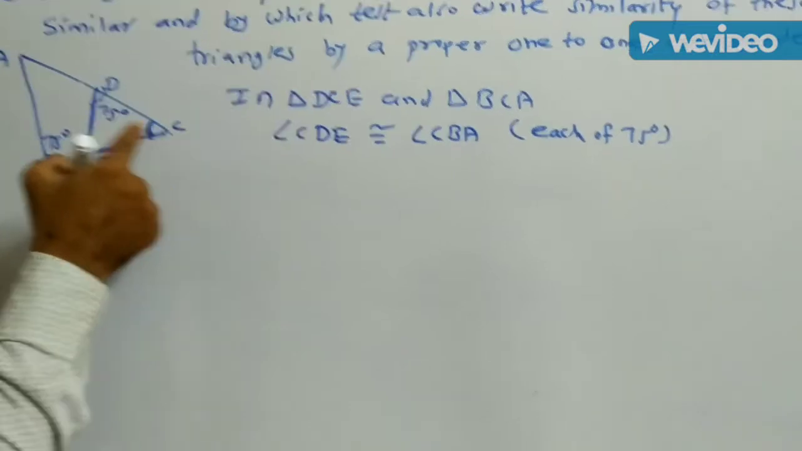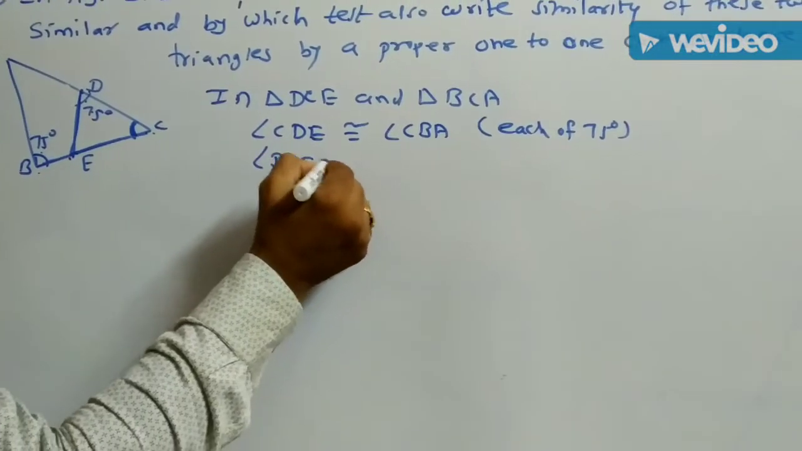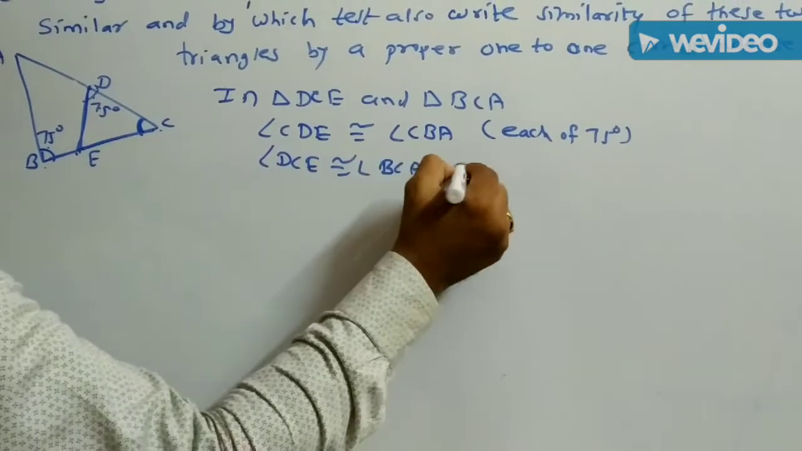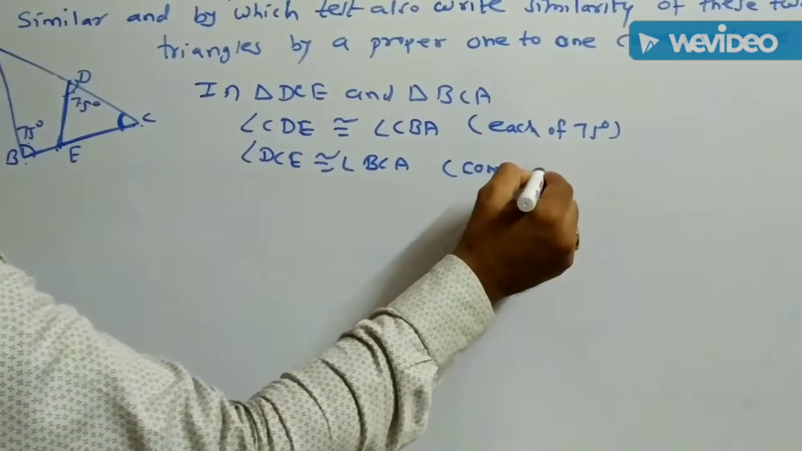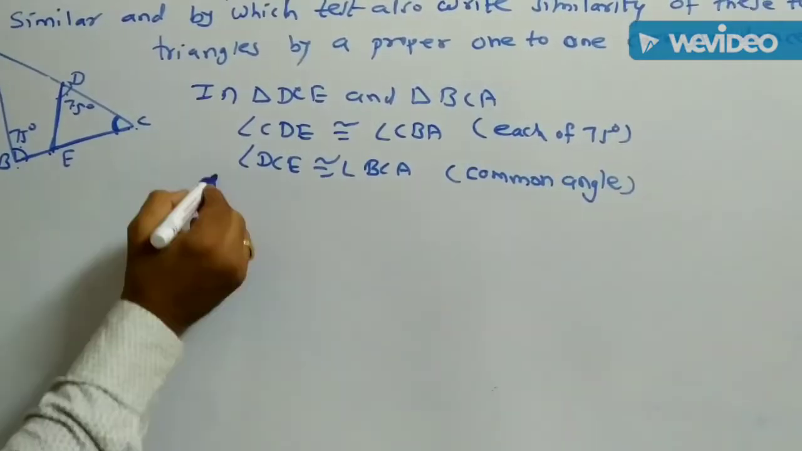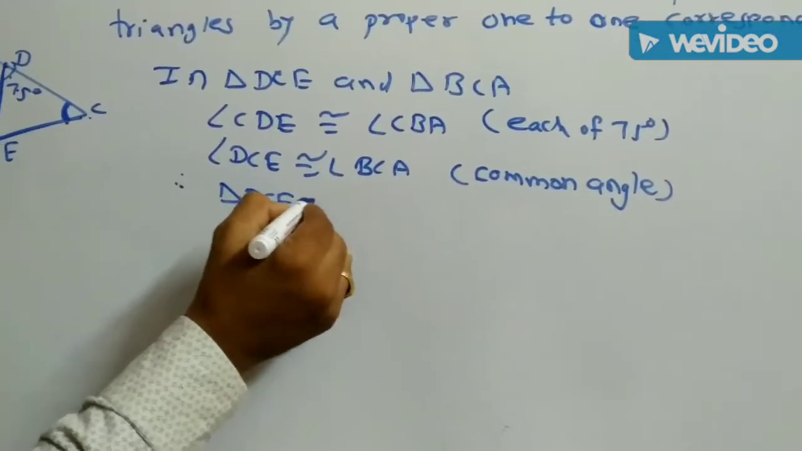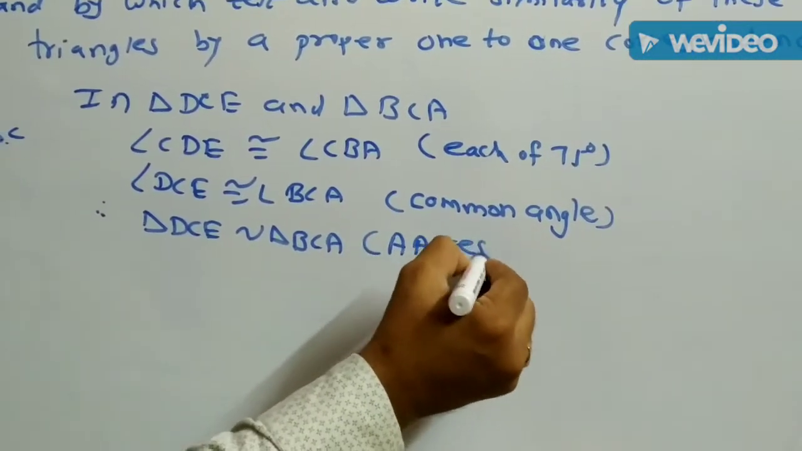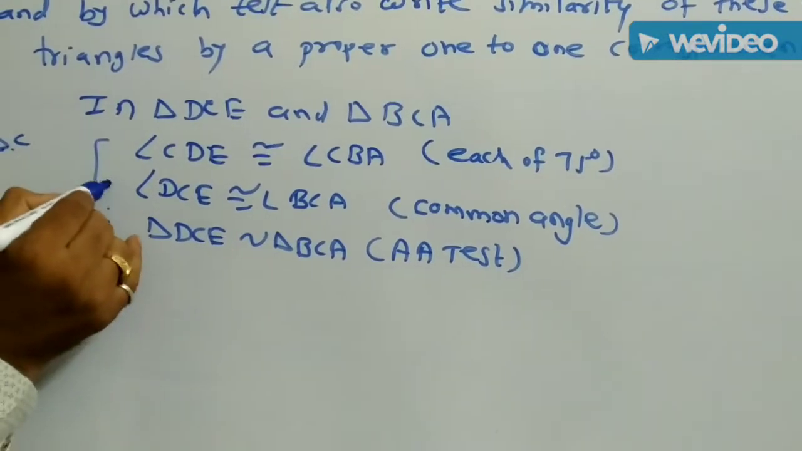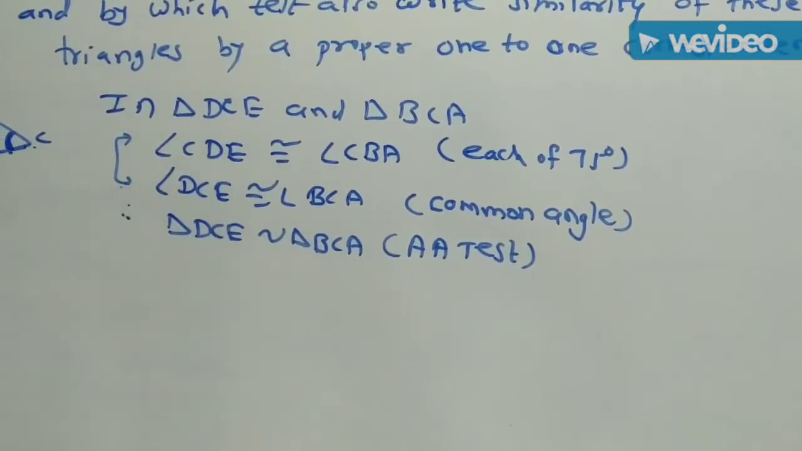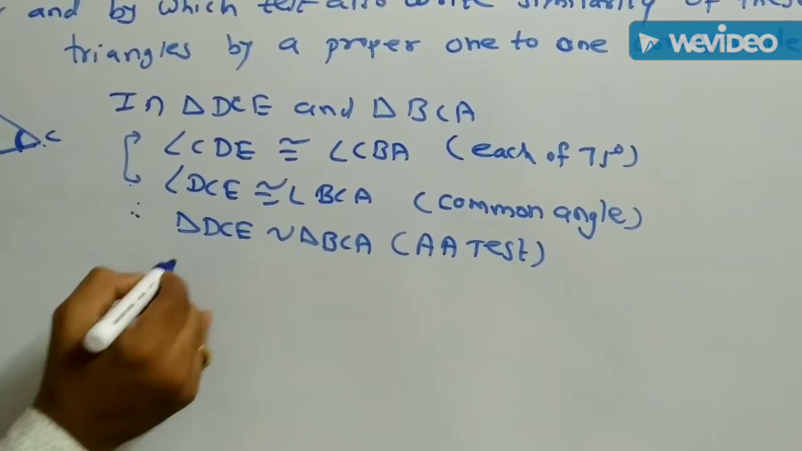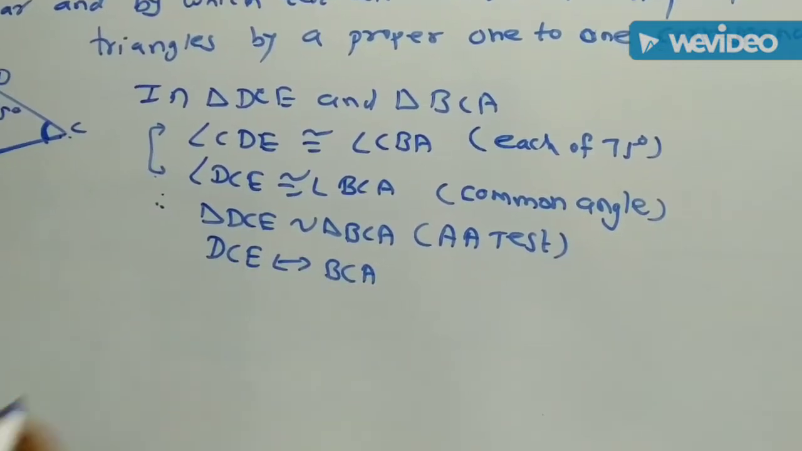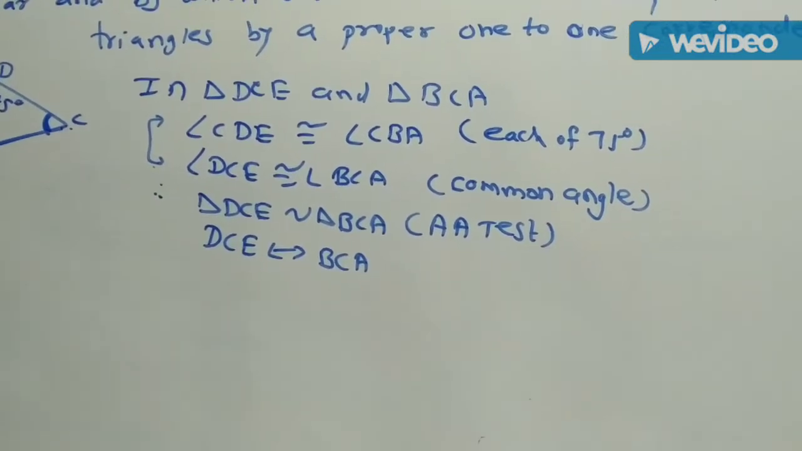Therefore we can write angle DCE congruent to angle BCA. Reason is common angle, and therefore both triangles DCE and BCA are similar by which test? AA test, because two angles of a triangle are congruent to the corresponding angles of the other, and the correspondence is DCE to BCA. This is our first example.